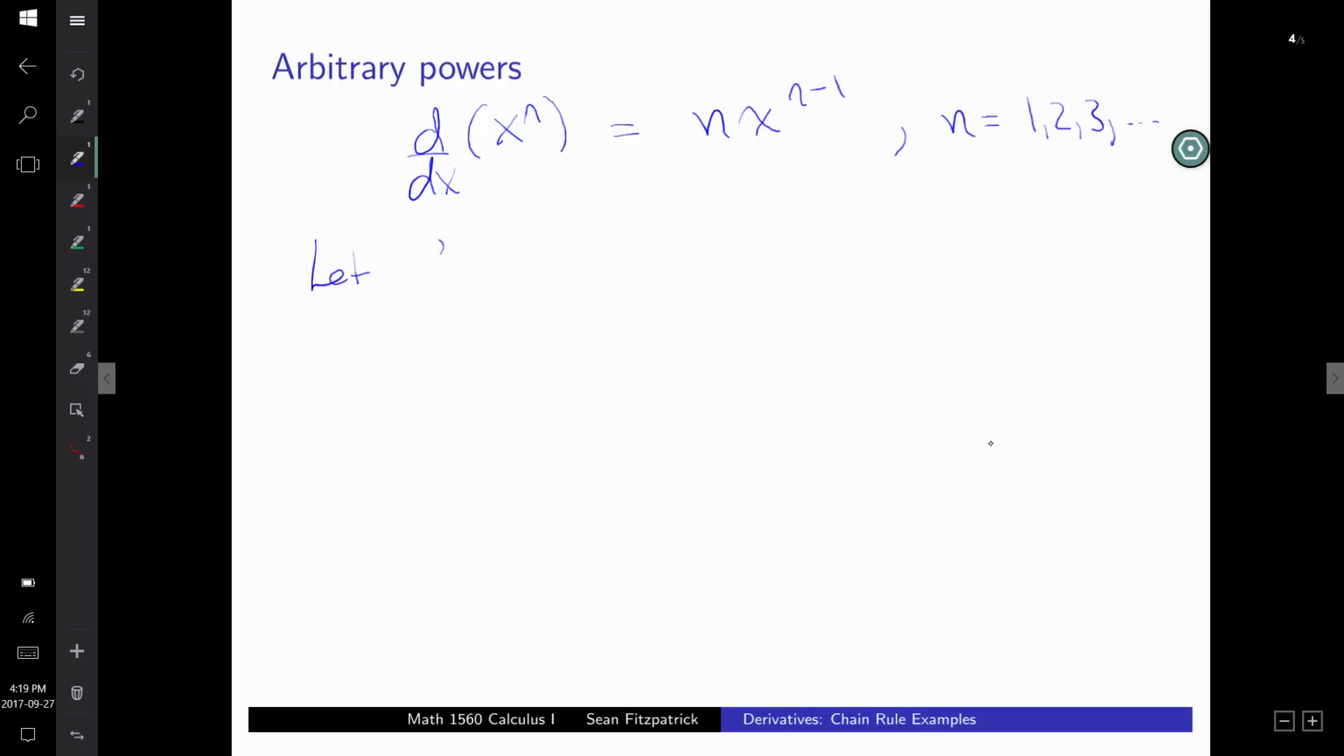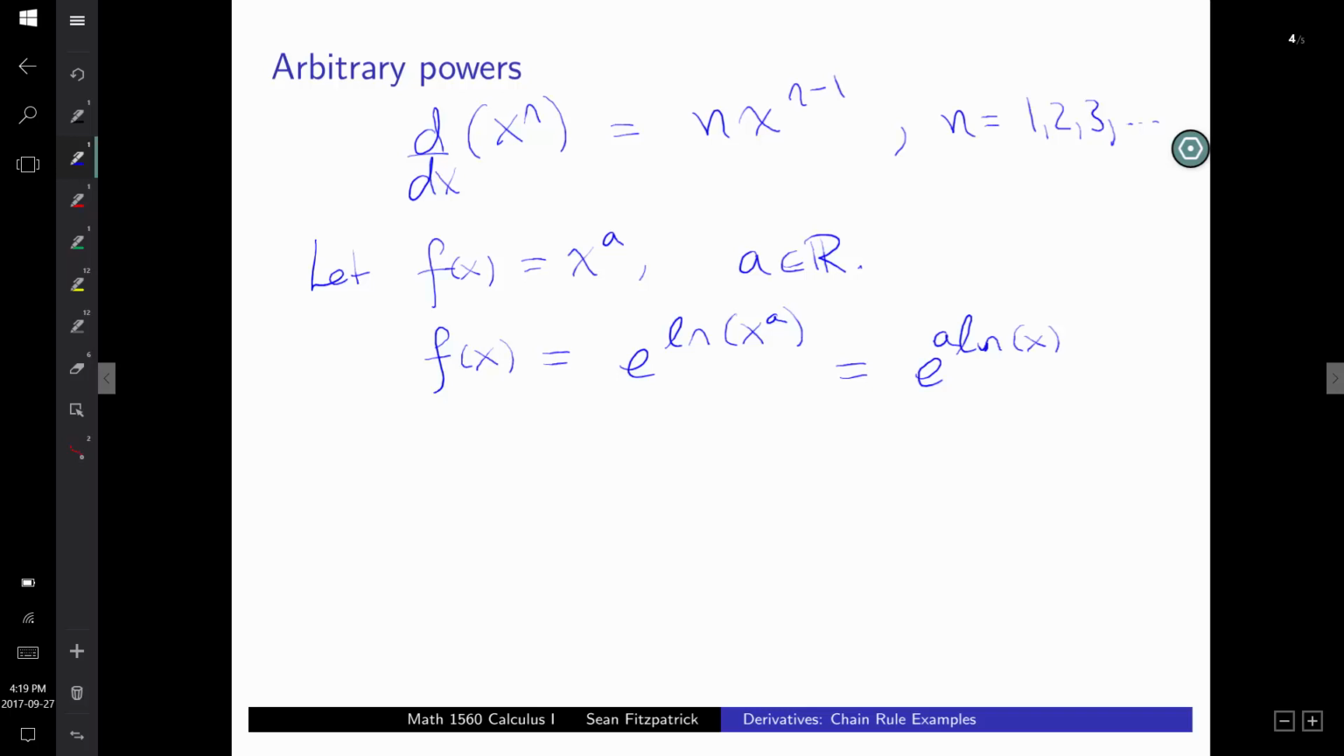So let f of x equal x to the a, where a could be any real number. Well, what I can do is the same kind of trick here. f of x is equal to e to the log of x to the a. And again, properties of the natural log, let me take that a and bring it down in front. Okay? e to the a times the natural log of x.